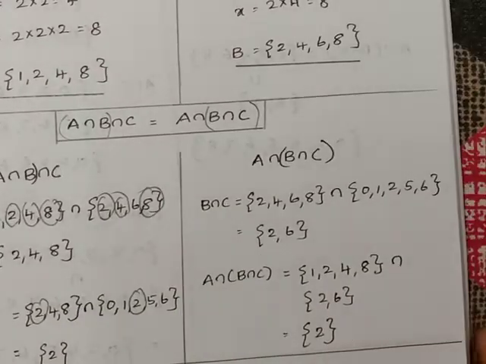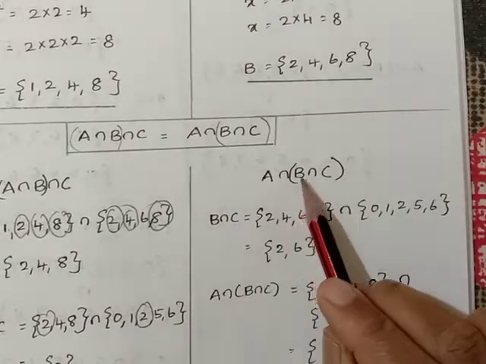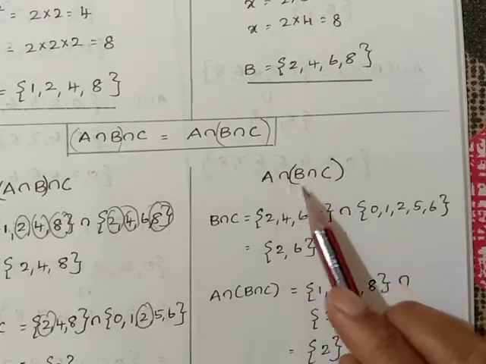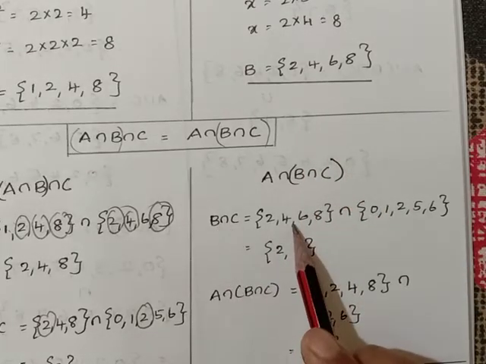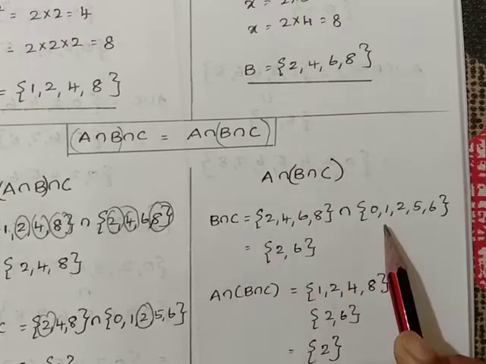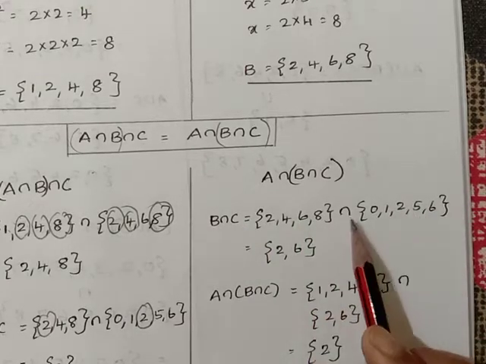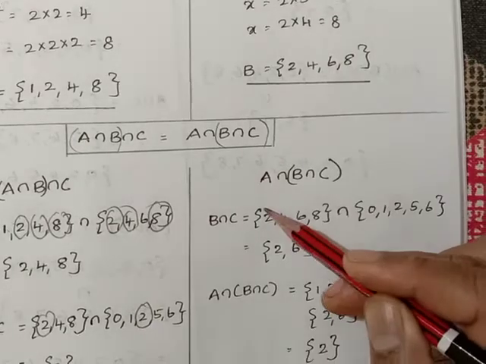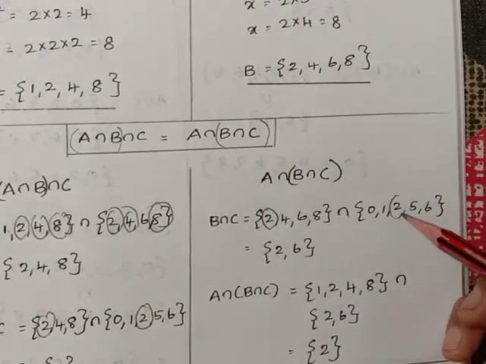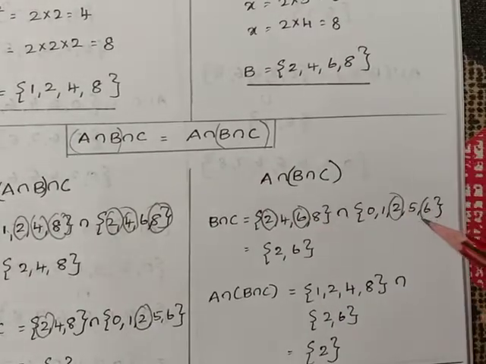Now we'll come to the right hand side, A ∩ (B ∩ C). First we'll solve inside the brackets. The value of B is 2, 4, 6, 8, and the value of C is 0, 1, 2, 5, 6. The relationship between them is intersection. Intersection means the common elements. The common elements are 2, 6.